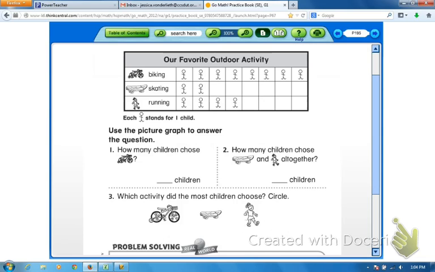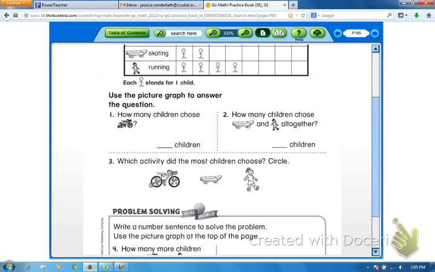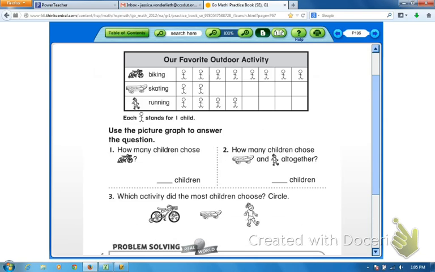The first one says, how many children chose bikes? That one should be pretty basic for them. They just have to read across and see that there are 8 children. Number 2 gets a little more tricky. How many children chose skating and running? That's saying and. We know and is for addition. And so they need to be able to say 2 plus 4 would be 6.